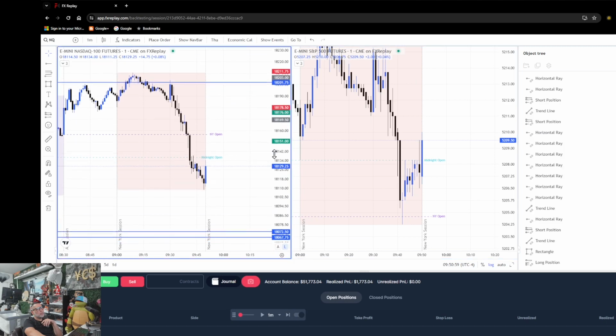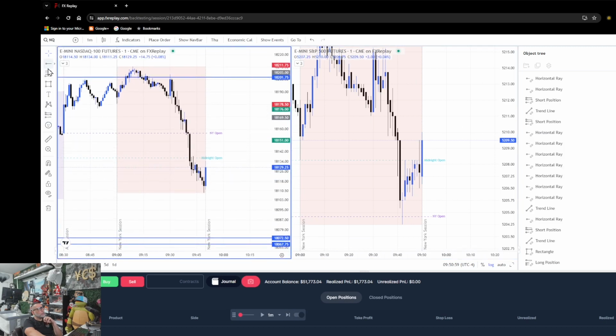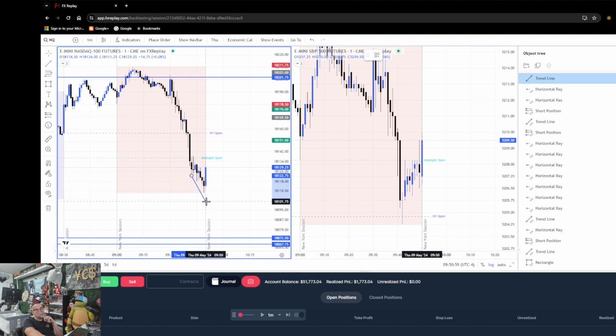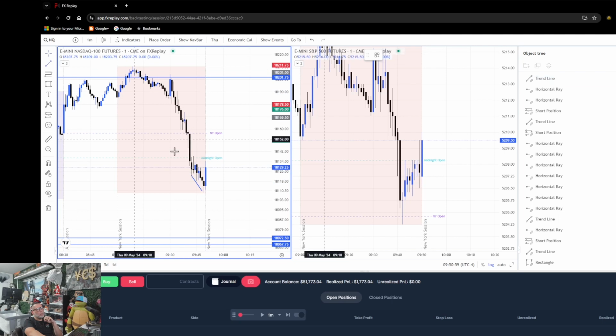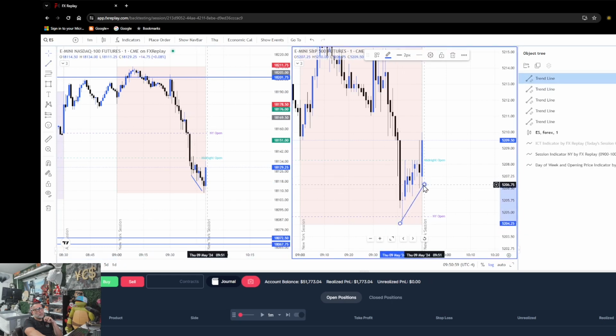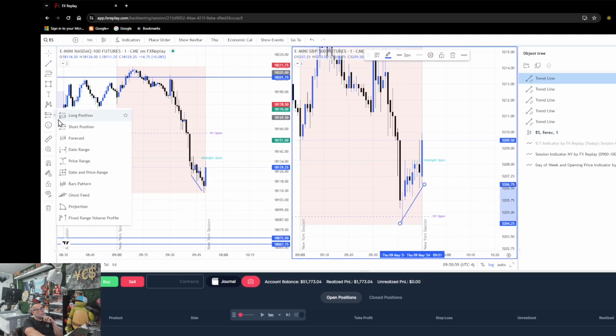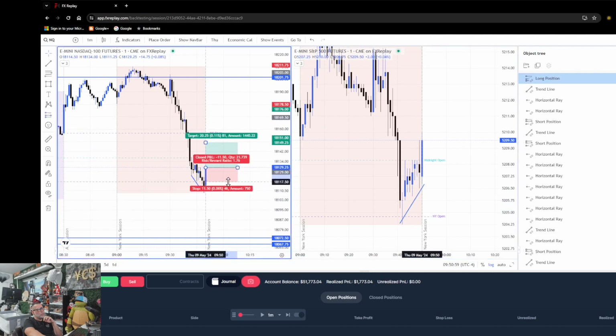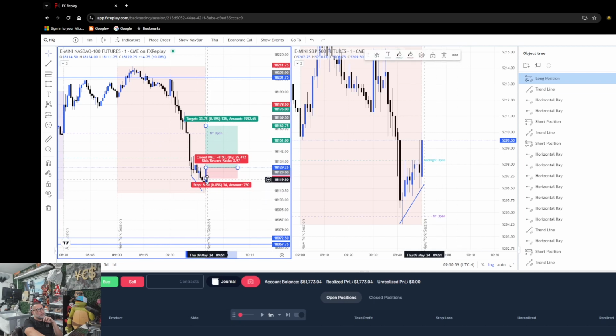Perfect. All right. As you can see, we're going to take the entry. We have SMT. A giant engulfing candle. We're going to take a long position. We're going to keep tight stops. All right, tight stops.